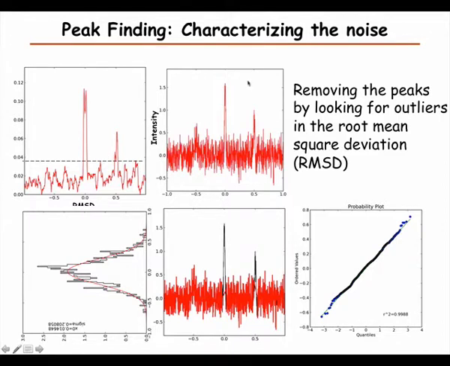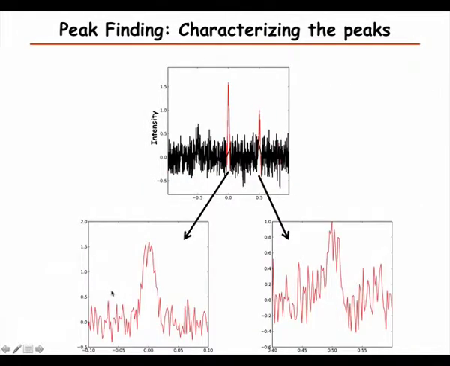So now we characterized the noise, and we were lucky enough that it was normally distributed. And then we can look more closely at the peaks. They're a bit noisy, but since we don't know that much about them, it looks pretty reasonable to model them just by a simple Gaussian.